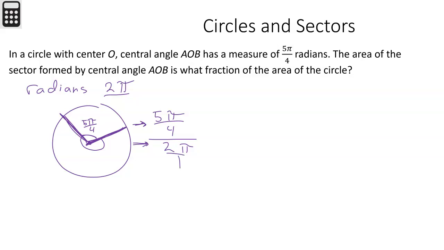Now what? I don't need a common denominator. Multiply by the reciprocal. 5 pi over 4 times the reciprocal. What does that simplify to? Okay, and 5 pi over 8 pi will simplify even more. Pi divided by pi, that's 1. So it's 5/8 of our circle.